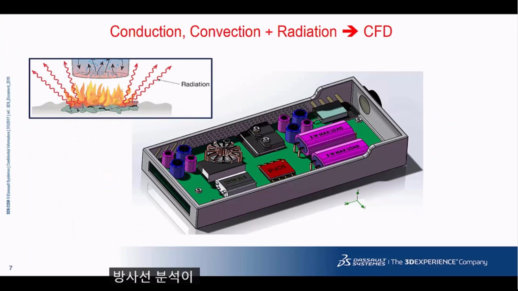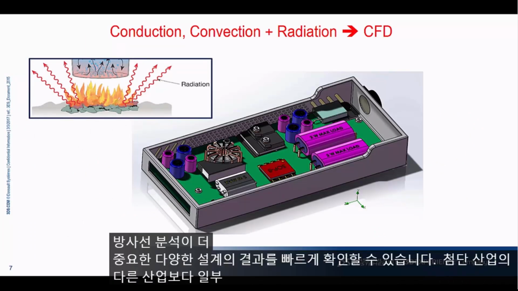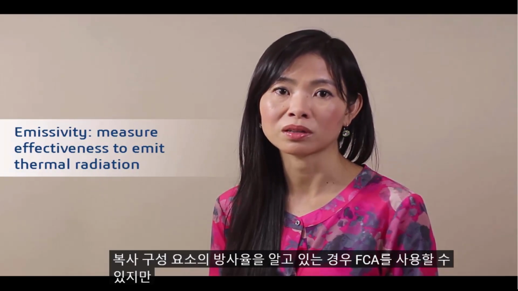Analyzing radiation is more important for some industry than it is for others. In the high-tech industry, radiation is often ignored because it is negligible compared to the impact from conduction and convection. You can model radiation with FEA or CFD. However, if you're going to model radiation with unpredictable convection, then remember, you should use CFD. You can use FEA if you have predictable convection and if you know the emissivity of the radiating components.